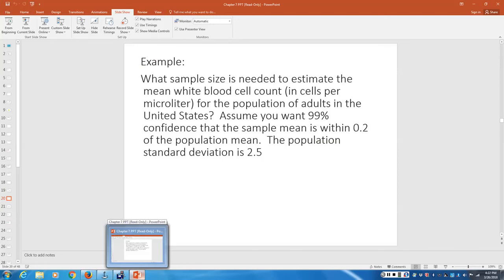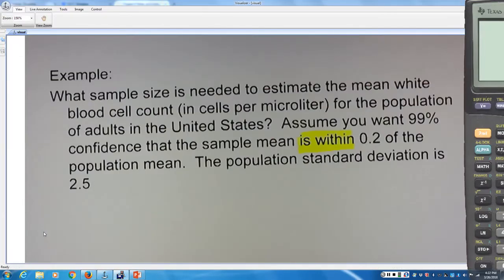So here's an example of how that formula works. It says, what size sample do you need to estimate the mean white cell blood count in cells per microliter for the population of adults in the United States, and assume you want to be 99% confident that the sample mean is within 0.2 of the actual population mean, and assume that the population standard deviation is 2.5. Here's that problem.